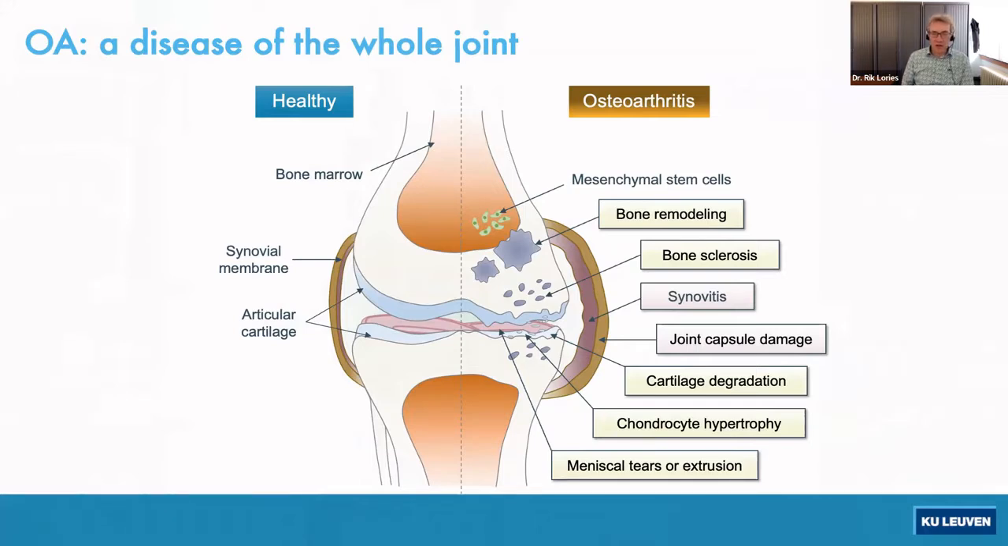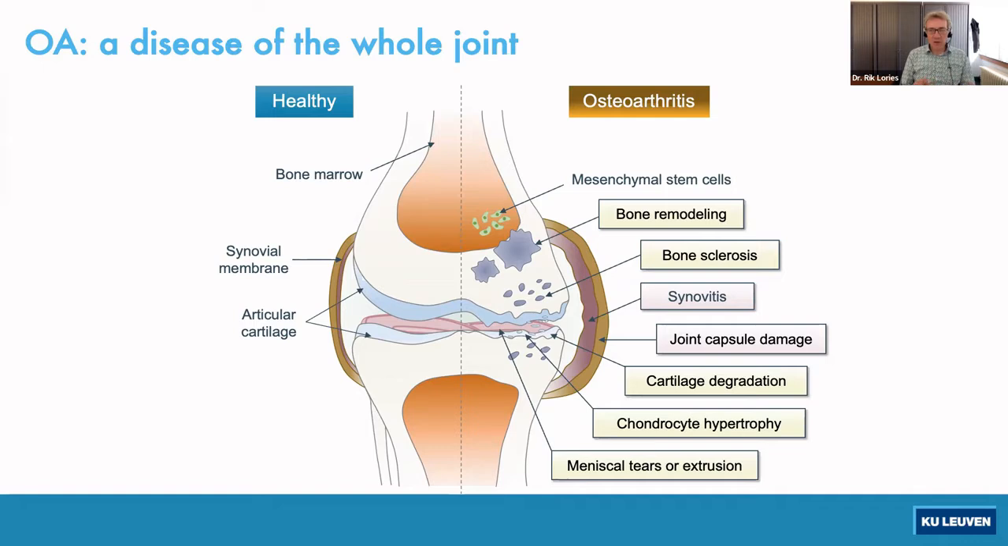It's not a natural consequence of aging. It's not the natural outcome of any joint trauma that you may have. No, it's a complex disease to which the different tissues of the joint all contribute. And that includes changes in the articular cartilage, inflammation in the synovial tissue, leading to synovitis and effusion in the joint. It includes changes in the subchondral bone. It includes changes in the bone marrow.